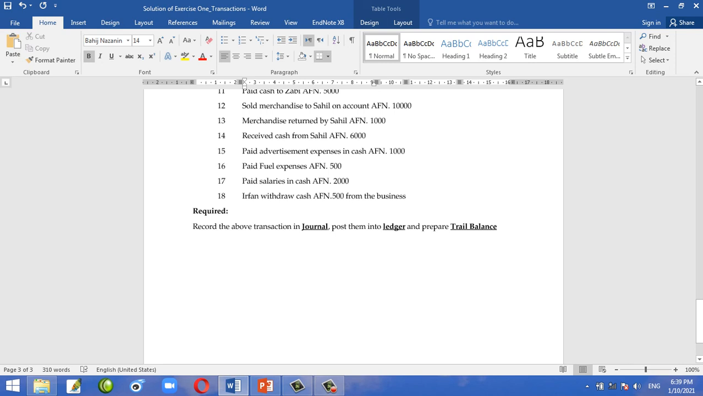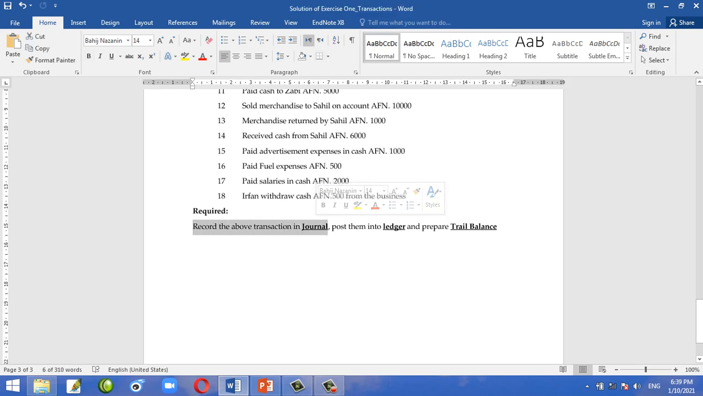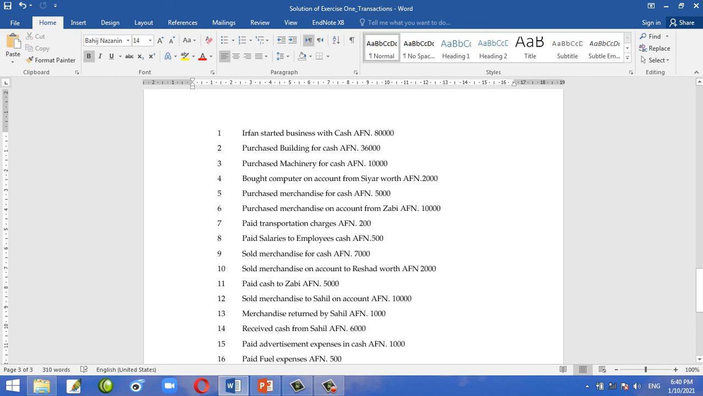So we have only recorded the transactions in journal. Here in the question we are required to record the above transactions in journal, second, post them into ledger and prepare a trial balance. So right now we have recorded these transactions in journal. In the next lecture we will be posting them into ledger, and after that we will be preparing the trial balance.